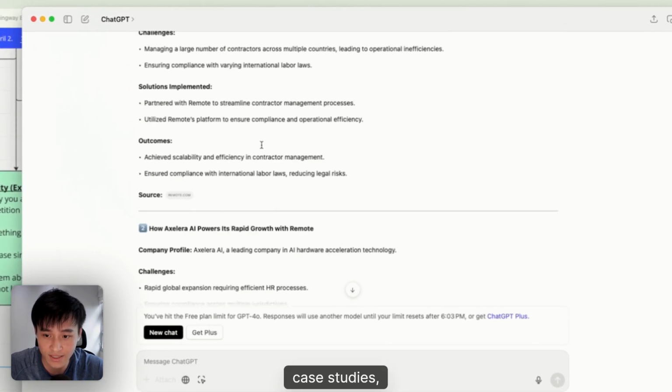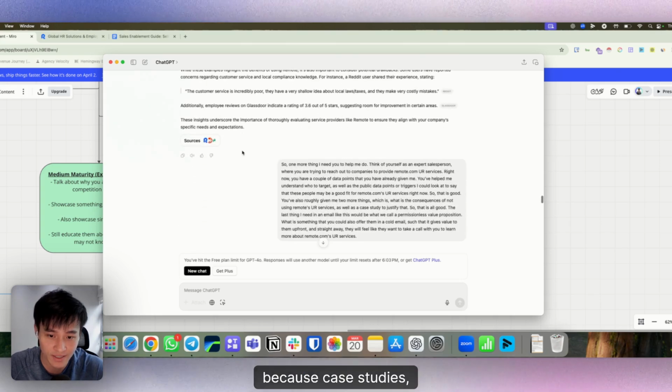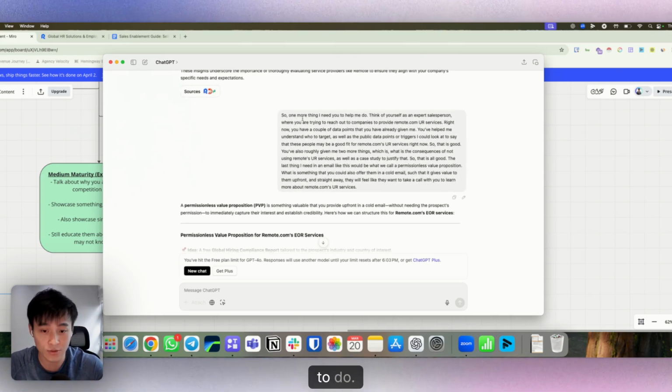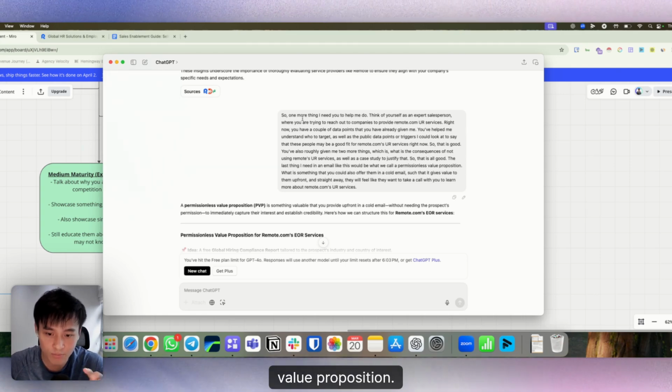So again, case studies, everything is over here. So I will just skip through this part, because case studies, everybody knows about it. Now, this is the last thing that I really want AI to do. I said, help me build together a permissionless value proposition.